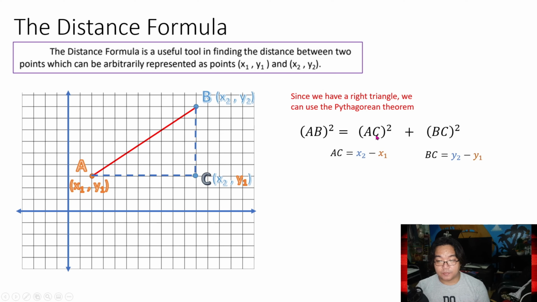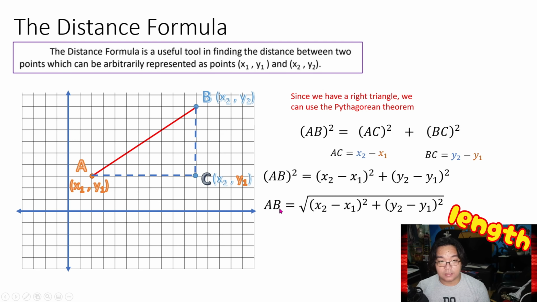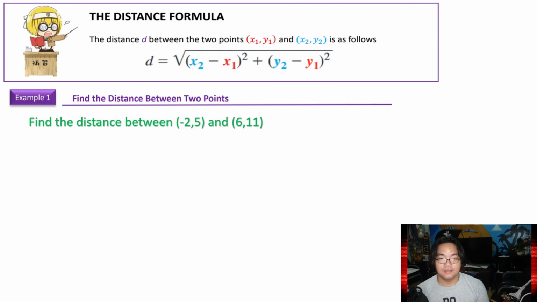And if we substitute this in the Pythagorean theorem, we obtain AB squared is equal to (x sub 2 minus x sub 1) squared plus (y sub 2 minus y sub 1) squared. If we get the square root of both sides, we get AB, so the distance AB is equal to the square root of (x sub 2 minus x sub 1) squared plus (y sub 2 minus y sub 1) squared. And this is what we call the distance formula. So the distance D between two points x sub 1, y sub 1 and x sub 2, y sub 2 is given by this formula.